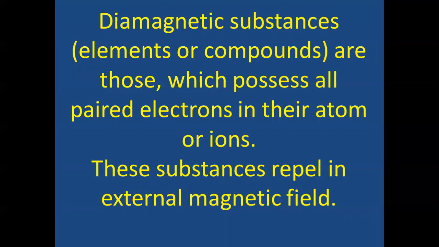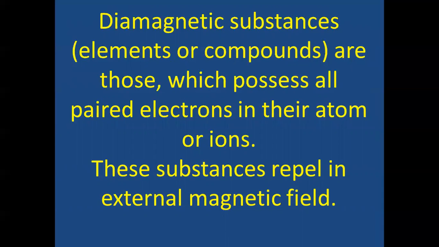And what is a diamagnetic substance? Whether it is an element or compound or ion, a diamagnetic ion or diamagnetic compound or diamagnetic substance is that substance which has all paired electrons in its atoms or ions. Every orbital will have paired electrons. So there is no single unpaired electron. As I told you just now, paired electrons will show resultant magnetic moment as 0. Therefore, in diamagnetic substances, the resultant magnetic moment of all the electrons will be 0.